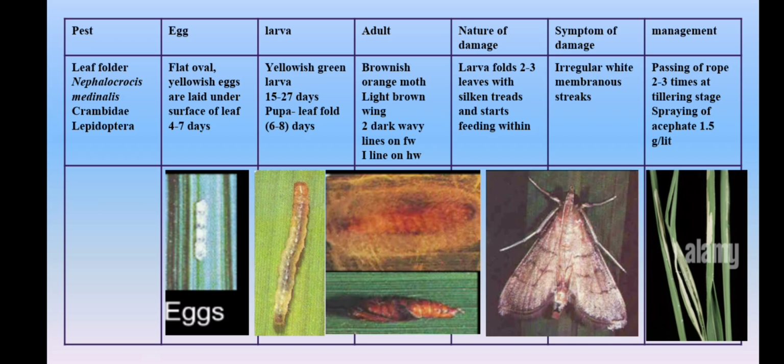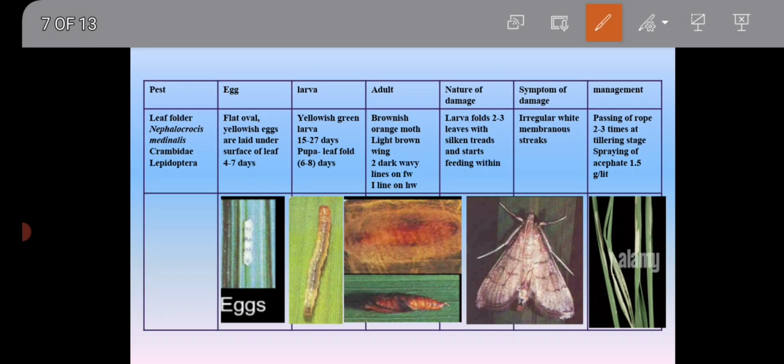Here you can see the eggs are flat. Here you can see the eggs which are flat, yellowish and oval, which are laid under surface of the leaf. So suppose this is the leaf, these eggs are laid on the under surface. Below the leaf surface, these are flat, yellow and oval in shape, and the egg duration is 4 to 7 days. Coming to the larva, it is yellowish green in color.